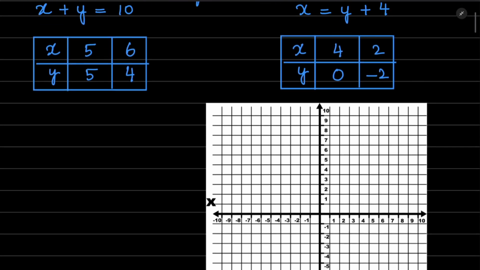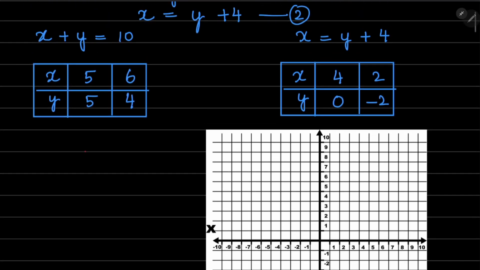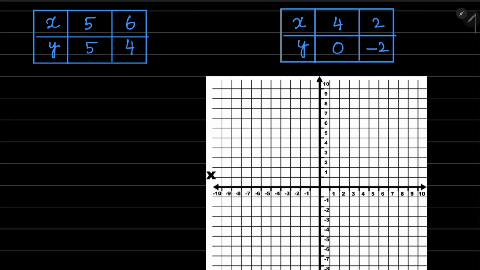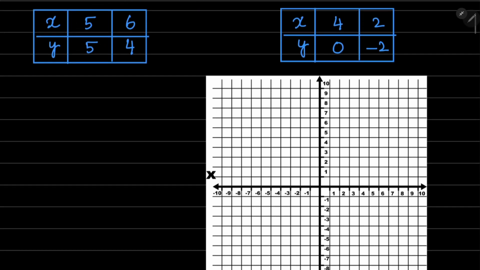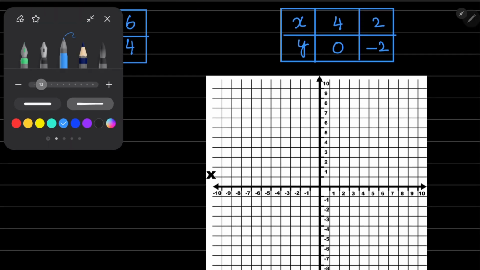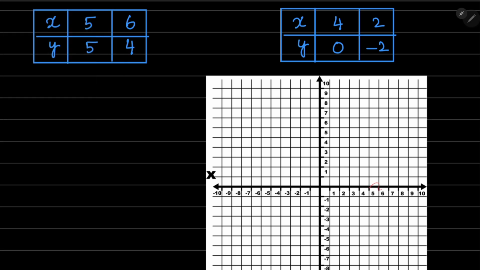Now let us plot it. For the first equation, the points are 5 comma 5 and 6 comma 4. It's always x comma y. Let's plot it. 5 comma 5, where will it be? Let me change the color. Here you have 5, so 5 comma 5 is here. 6 comma 4 is here. And let me draw a straight line joining the 2 points. So this is the straight line.